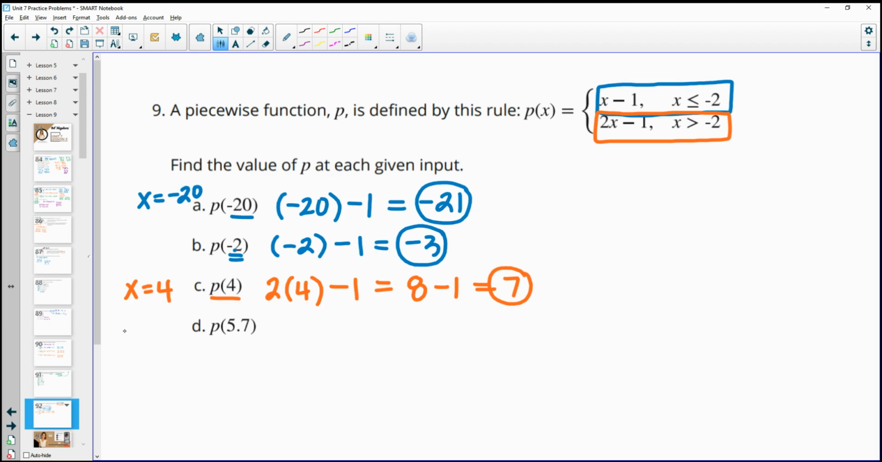And then part D gives us x equals 5.7, which again is still greater than -2. So that's going to be going in this bottom function of 2 times our x value minus 1. So 2 times 5.7 is 11.4. And then minus 1 is 10.4.